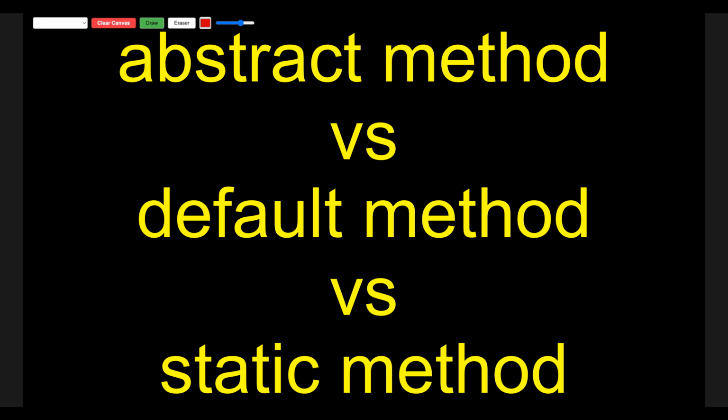Now let's discuss the three famous methods you should know before understanding the difference between the interface and the abstract class. These are the abstract methods, static methods, and the default methods. Let's discuss them one by one. Imagine you are designing a game with different animals. You want each animal to make a sound, but you don't know yet what the sound is. That's where abstract methods come in.